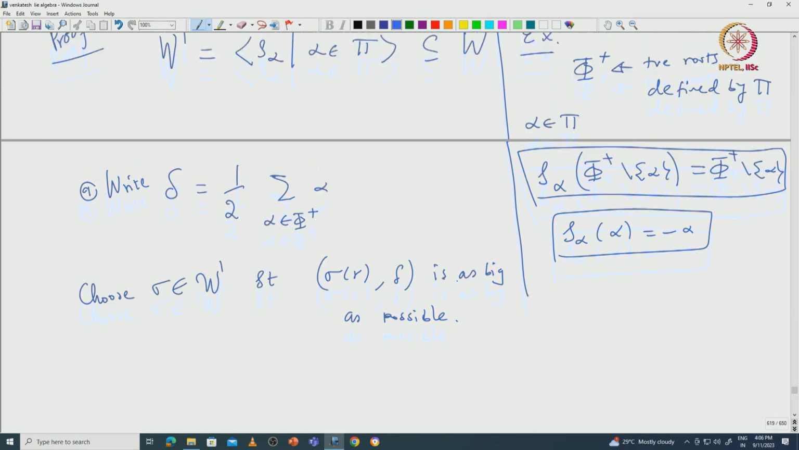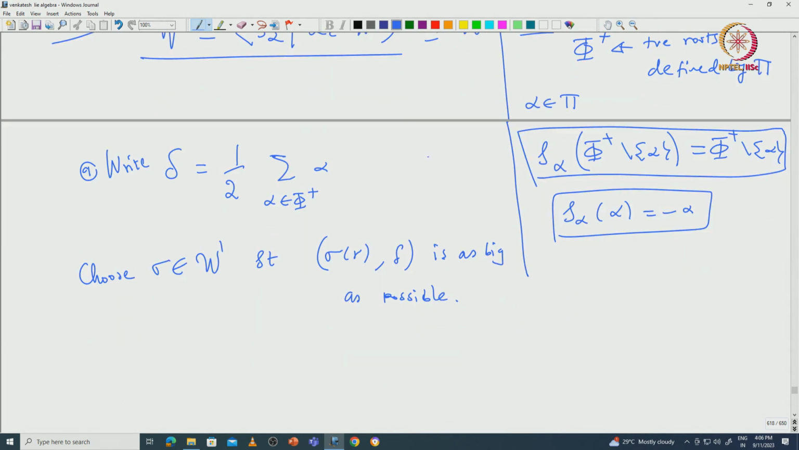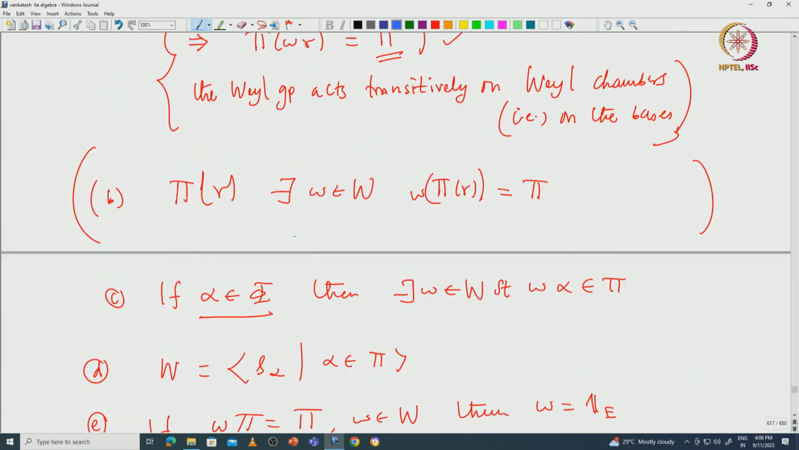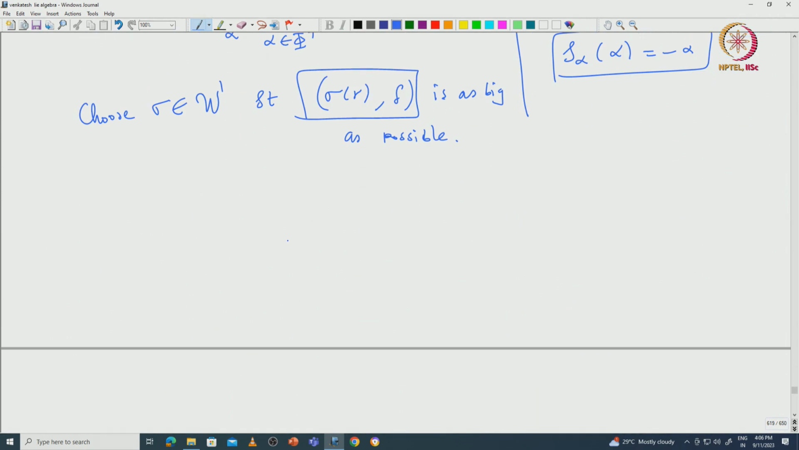How can one choose that? Because W dash is a finite subgroup of W, one can just look at all these inner products of sigma gamma with delta. Since this gamma is regular, let us calculate and see what happens. The inner product of sigma gamma with delta is going to be exactly equal to the inner product of gamma with sigma inverse delta. This gamma is being regular.